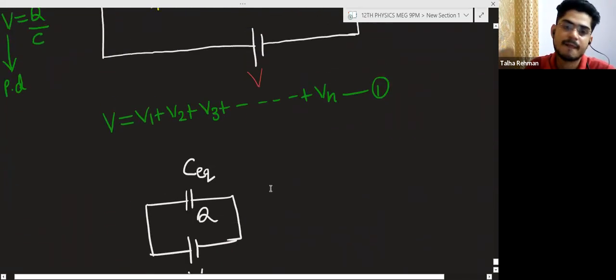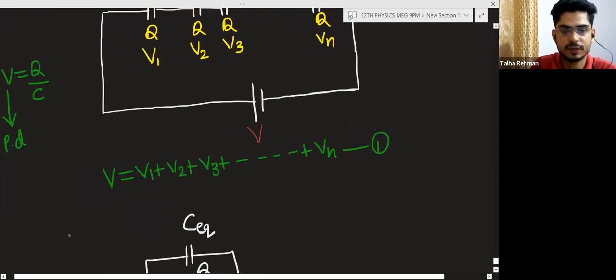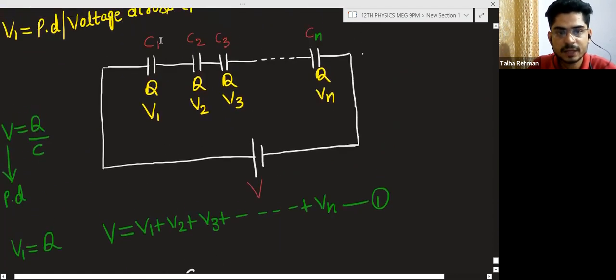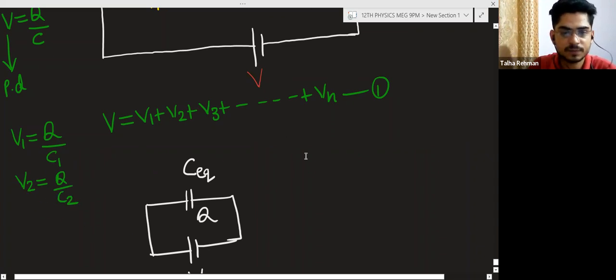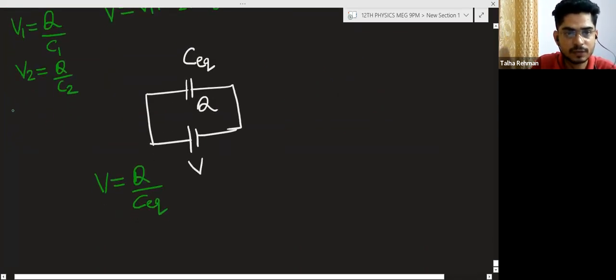Now see here. If I want to calculate V1, V1 can be calculated as V equal to Q, the charge across C1, divided by C1. Accordingly, I can calculate V2 as Q by C2, and accordingly V3, V4 and Vn as Q by Cn.